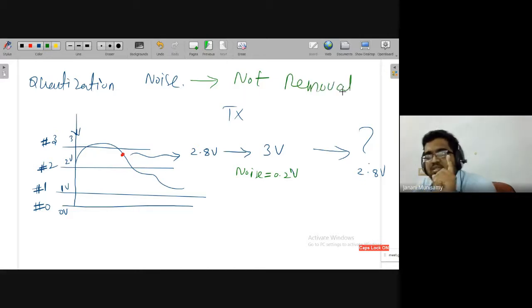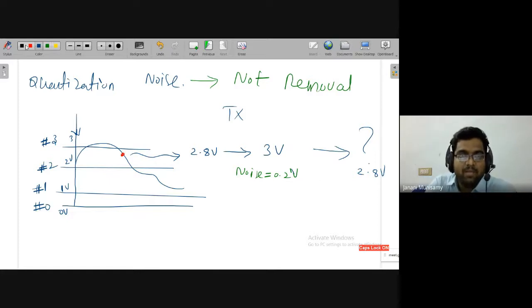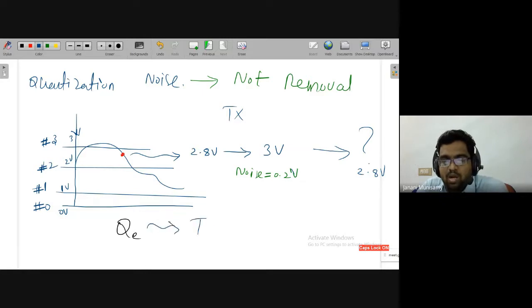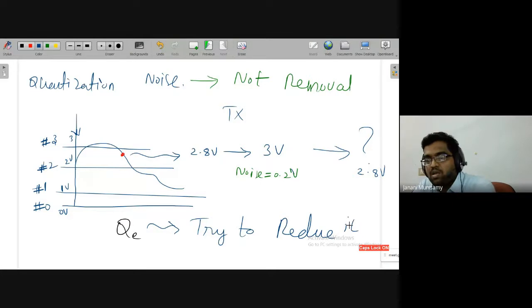Once it is introduced in the system, you cannot remove it, but you can try to reduce the quantization noise, or quantization error. By means of some other technique, we may try to reduce it, but you cannot make it zero. Once the quantization noise is introduced in the system, it cannot be removed. That is the main point you have to note down.